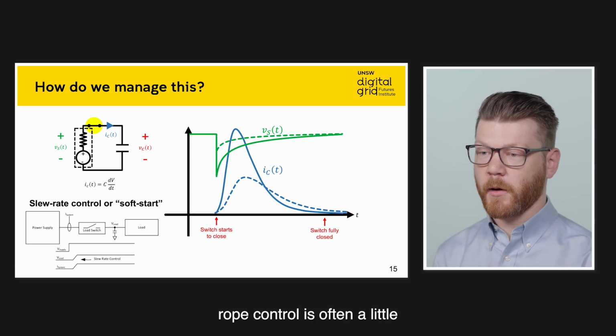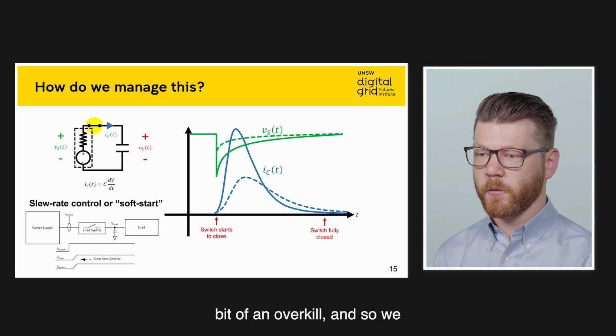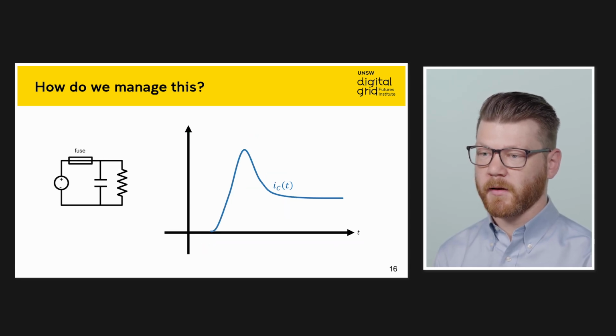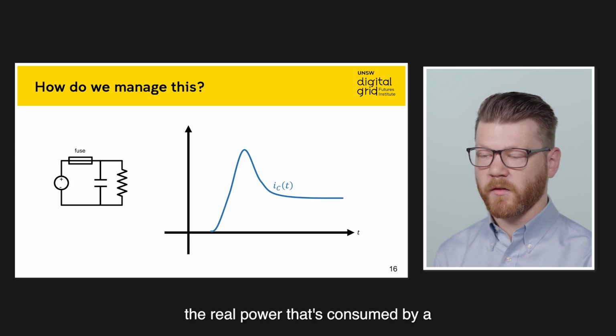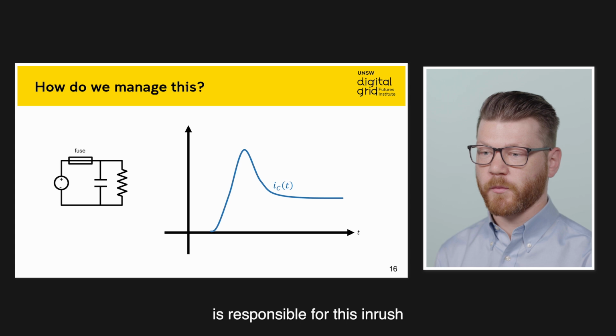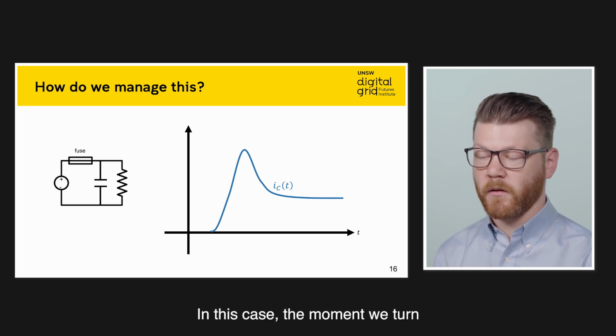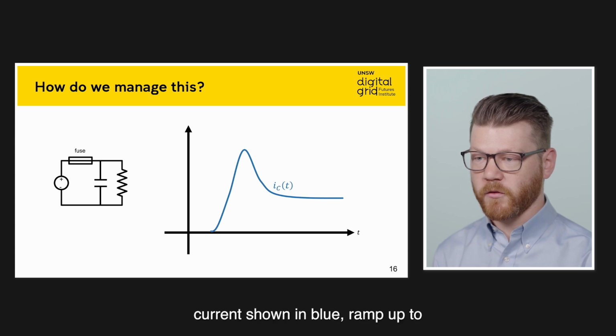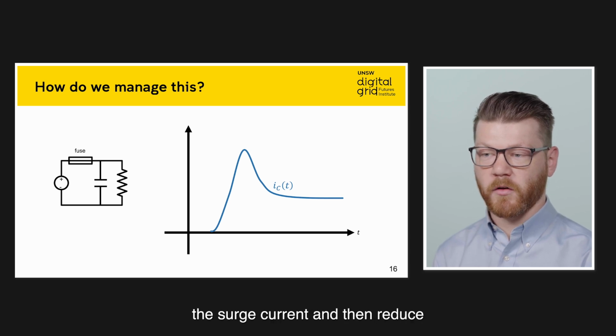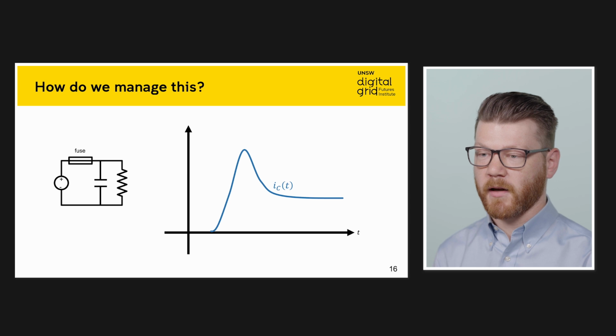In a domestic load, however, slew rate control is often a little bit of an overkill, and so we might use something like a fuse. Here we've got a slightly different circuit. We've got a resistor that represents the real power that's consumed by a circuit in parallel with some capacitor that represents this reactive component. And of course that capacitor is responsible for this inrush current or the surge factor associated with that circuit. In this case, the moment we turn the circuit on, we see this current shown in blue ramp up to the surge current and then reduce back to our steady state current.